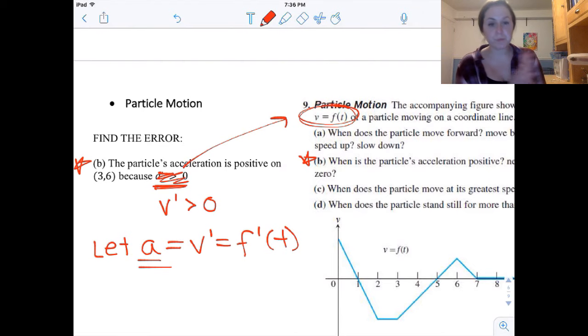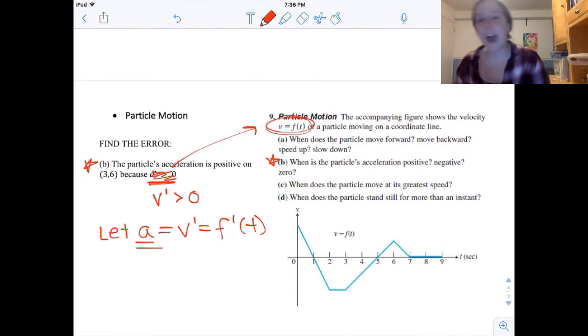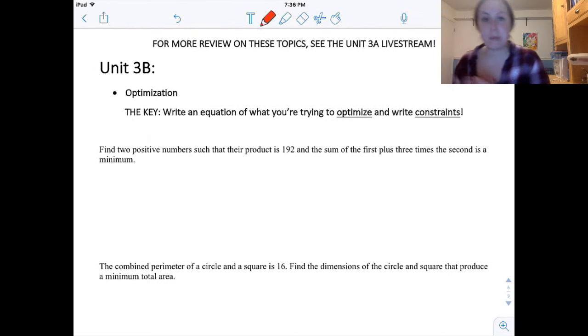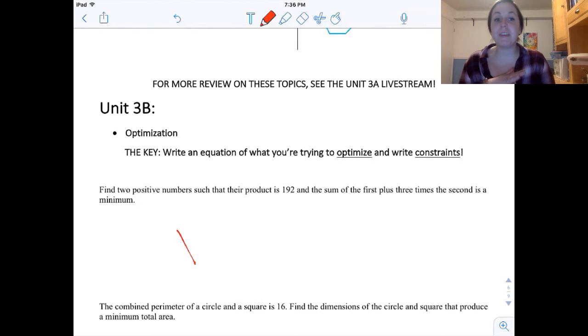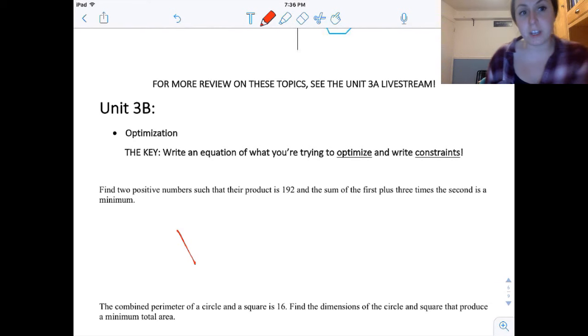All right, so that is 3A. There is more on that. There's a whole live stream on that if you want it. We are going to go to 3B, and we are going to hit the high points on this. If you want even more practice beyond what we're going to do right now, I would really encourage you to go to last year's live stream and look at even more of it, okay? So here's the thing.